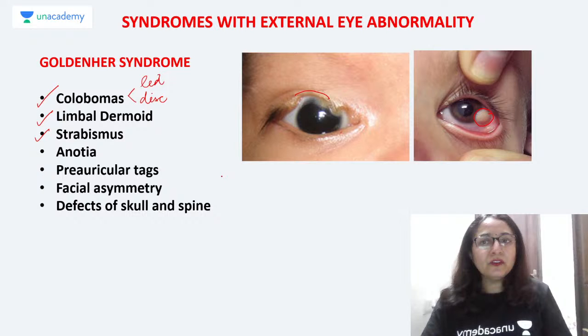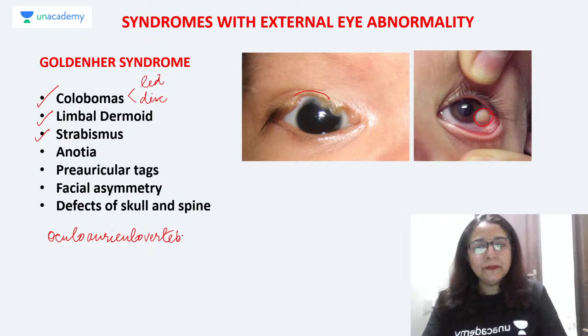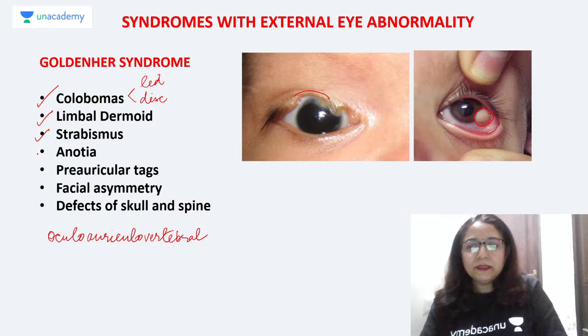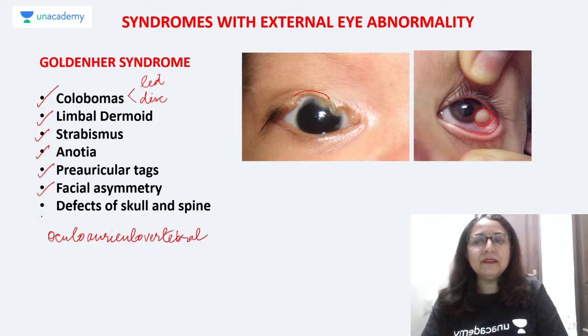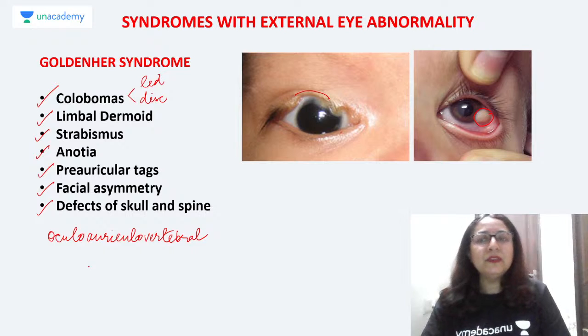And what are the features of Goldenhar syndrome other than the eye features? Goldenhar syndrome can be discussed as oculo-auriculo-vertebral disease. So it has features of the eye, features related to ENT, and features related to the spinal system, the nervous system and spinal system. In the ears, there can be anotia, preauricular tags, there can be facial asymmetry, and the child may have defects of skull and spine. So these are the associations of Goldenhar syndrome which we must remember.